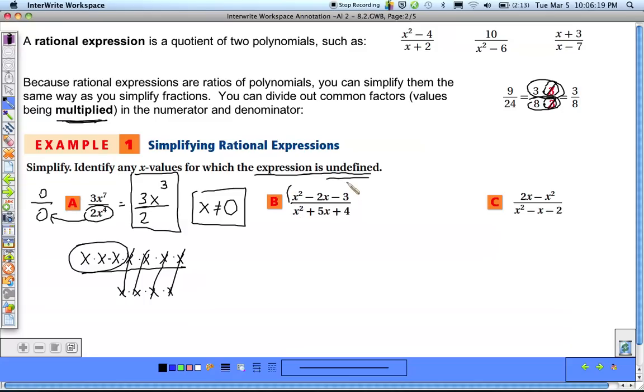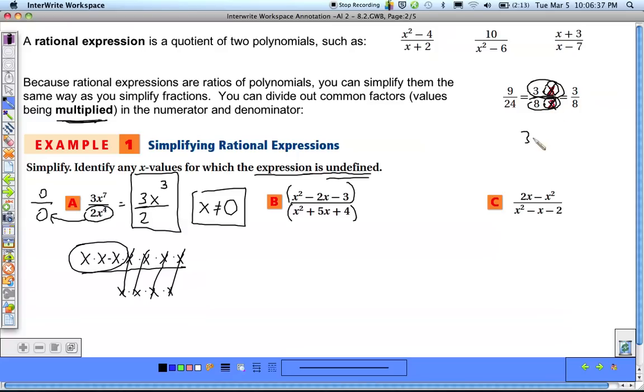The factor itself, the big polynomial, is x squared minus 2x minus 3. And here we have x squared plus 5x plus 4. This is one whole factor within itself. It's one trinomial. Think if we go back to this one, it was 3 times 3 over 8 times 3, that we could cancel out the 3's.